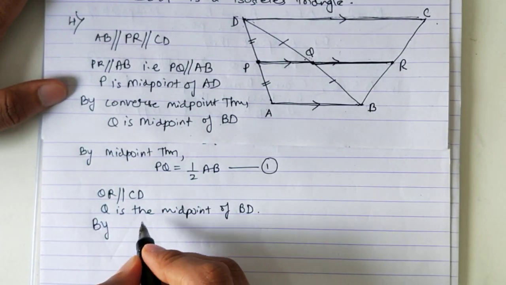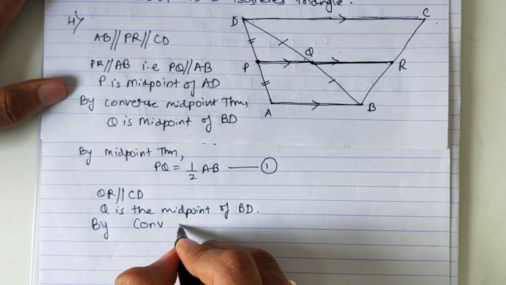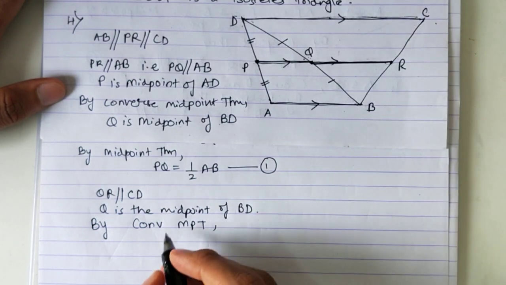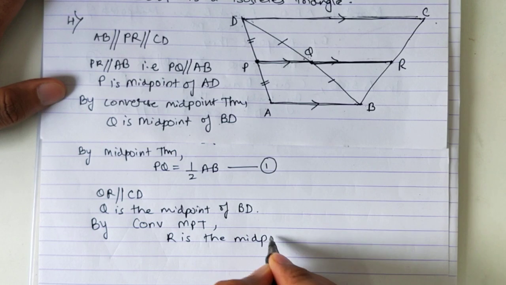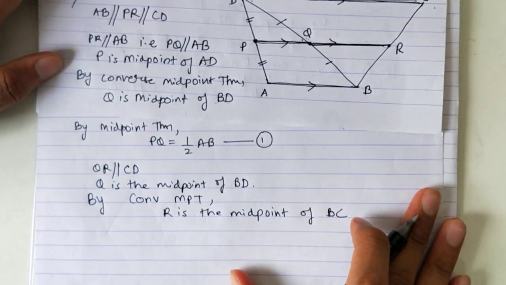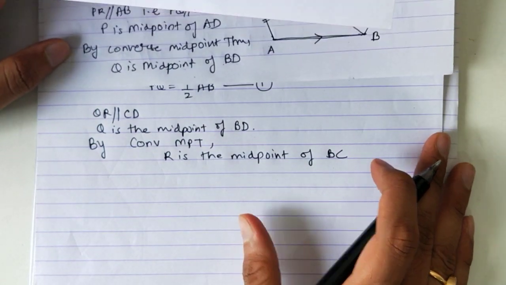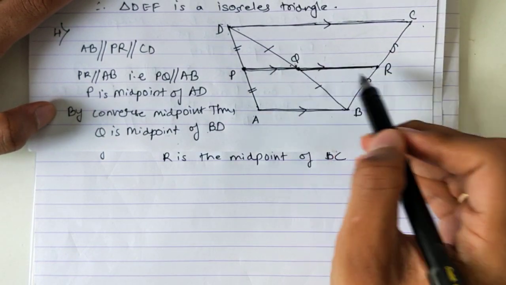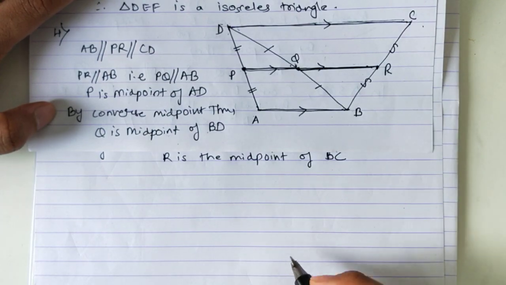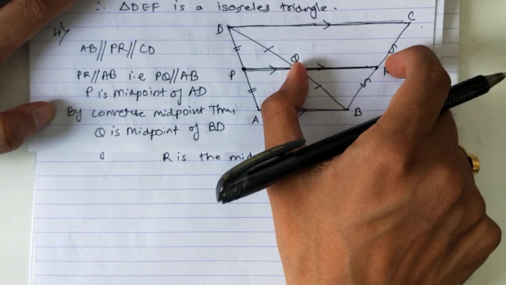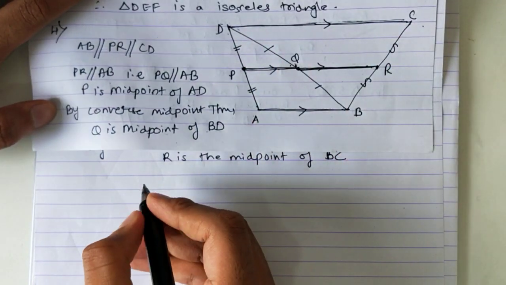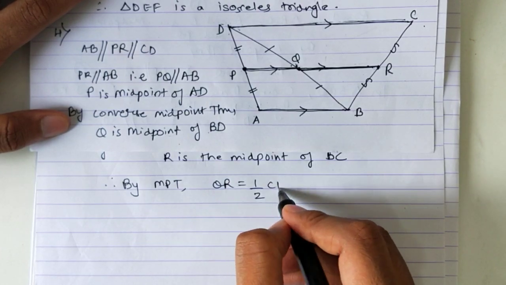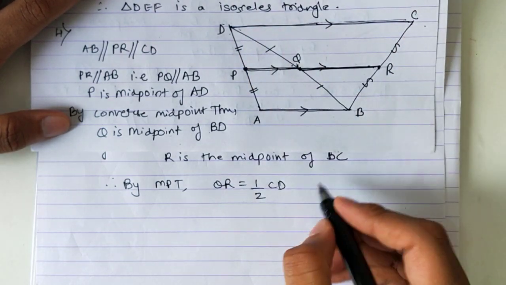So by now I am writing short forms. You should always write the full forms. To save time I am writing short forms. By converse midpoint theorem, I can say that R is the midpoint of BC. Okay, and once I say that R is the midpoint of BC, I got R as midpoint of BC. Now Q is also a midpoint, R is also a midpoint, so I can say that QR is half of DC, that is CD. See in this triangle, these both are midpoints, that means QR is half of CD. So I'll write here, therefore by midpoint theorem QR is half of CD. Okay, QR is half of CD. I will name this as 2.